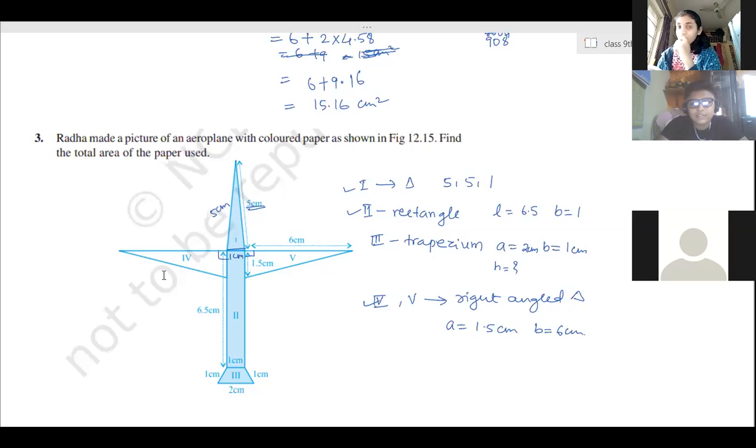Find out the first area, second area, fourth and fifth area. Then I will explain how to find the third trapezium area. So the first one is a triangle, so use Heron's formula. You have to find the area of the triangle with Heron's formula. Second is a rectangle, 6.5 into 1, 6.5 centimeter square. And fourth and fifth one, find out.